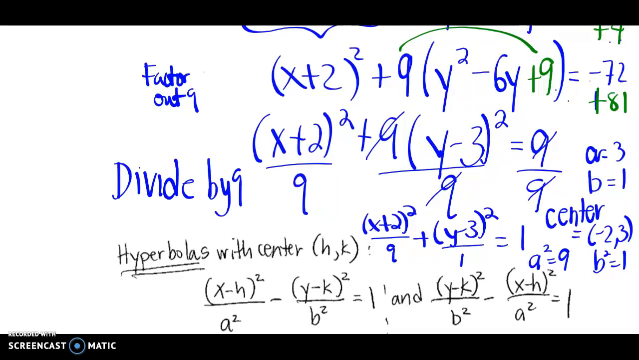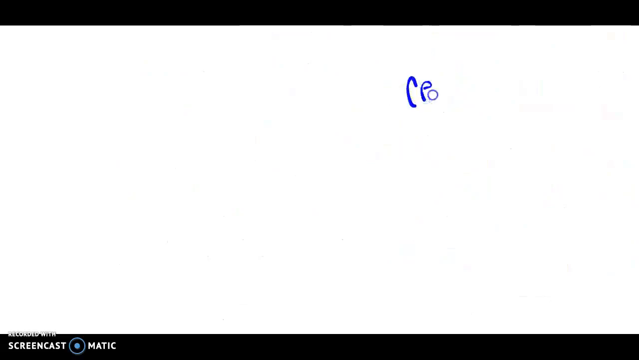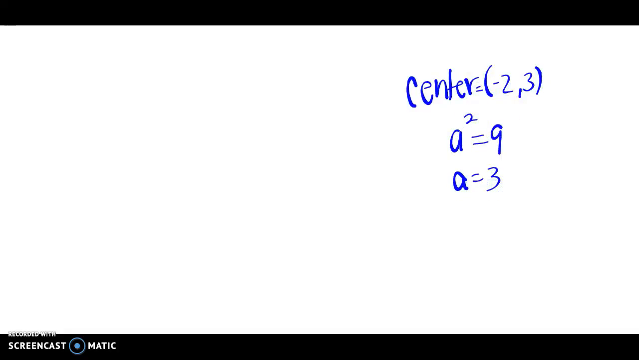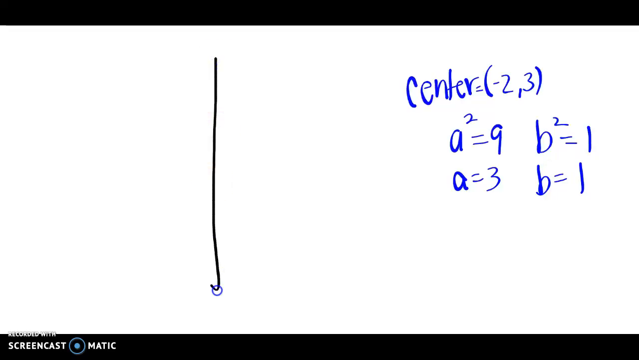Would you like me to graph it? Wait, 3 units? A squared equals 9 would actually be 3. Oh, so you're saying a squared is 3 because you take half of 9. Okay, so the center is at negative 2, 3. And then a squared was 9, which means a is 3. You always have to take the square root. And b squared was 1, so b is 1.